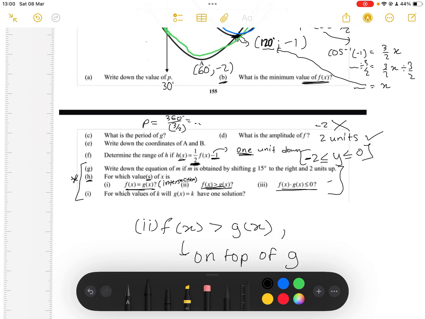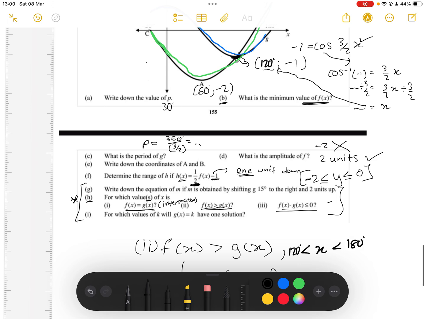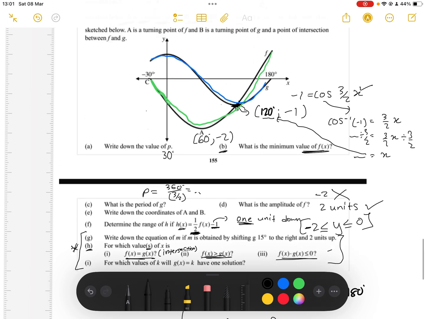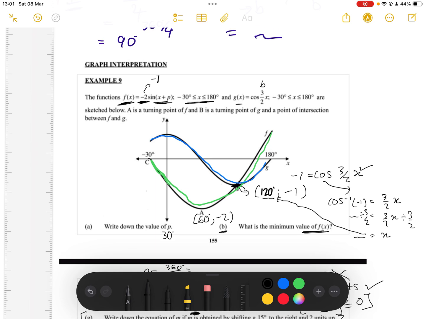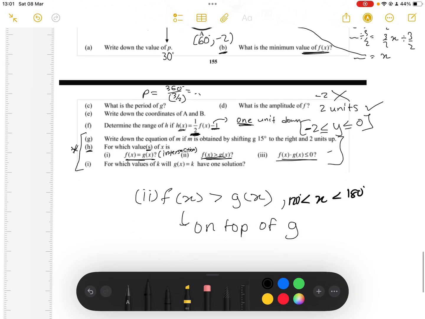So that means the answer here is gonna be X greater than 120 but less than 1/8, because now we are restricted to 1/8. You can't just write X greater than 120. You can't just say that, because now these graphs have been restricted to 1/8. So X greater than 120 but less than 1/8. So this is gonna be your answer.